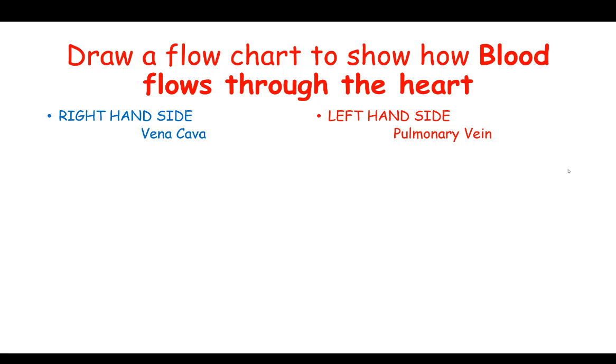It comes back to the heart in the vena cava. Where does it go next? What valves does it pass? What chambers does it go through? And then what artery does it go out of? Okay, so think about the chambers, the valves, and the arteries that it goes out. So pause it here and see if you can do it for both sides.